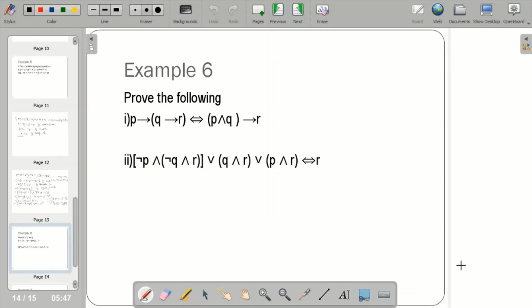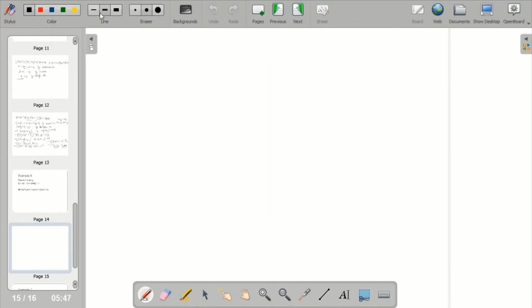Okay, next let us solve example 6. Example 6, that is, prove the following. First one is P conditional Q conditional R, that is logically equivalent to P and Q conditional R. P conditional Q conditional R is logically equal to P and Q conditional R.